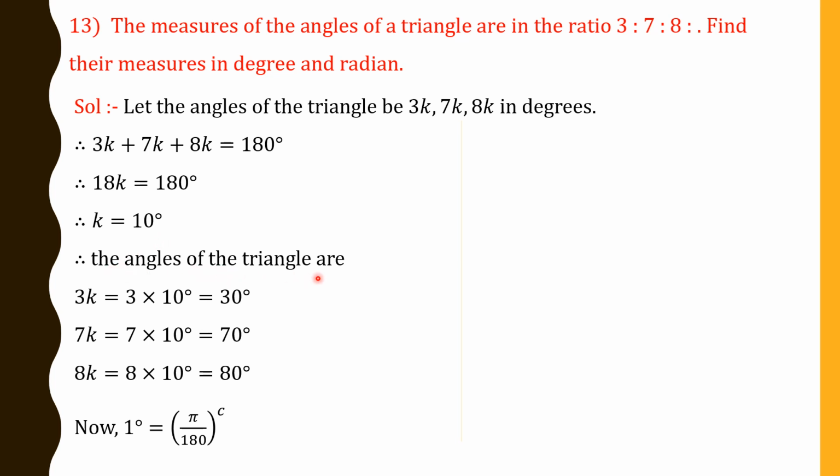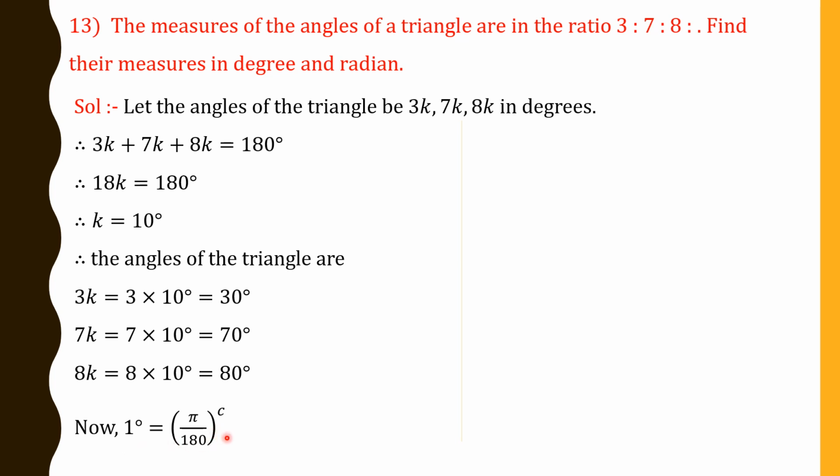Therefore, the angles of the triangle are 3k equal to 3 into 10 degree equal to 30 degree. Second angle is 7k equal to 7, put the value of k as 10 degree, 7 into 10 equal to 70 degree. Then 8k, 8 into 10 degree equal to 80 degree. Also find these angles in radians.